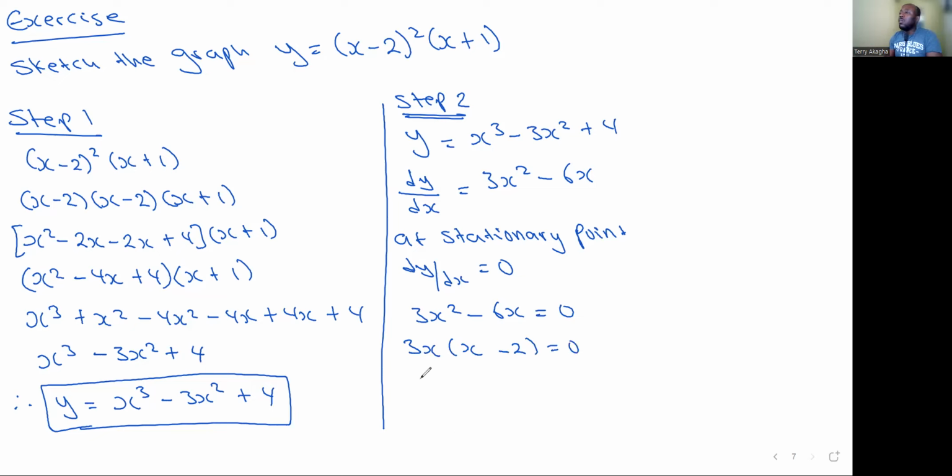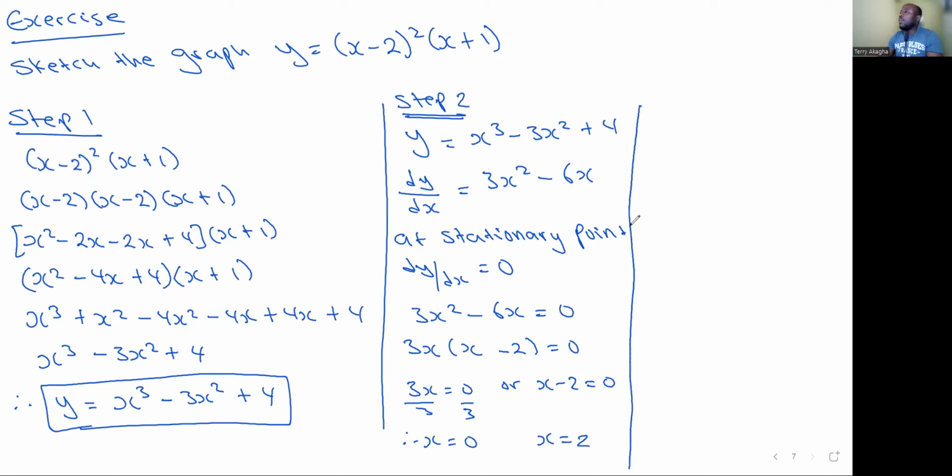So that means 3x is equal to 0, or x minus 2 is equal to 0. So to get x, you divide both sides by 3. Therefore, x is equal to 0, or you take minus 2 to the other side, and that will give you x to be equal to 2. But remember, as I explained to you earlier, that when you're talking about stationary points, you need to talk about both the x and the y.